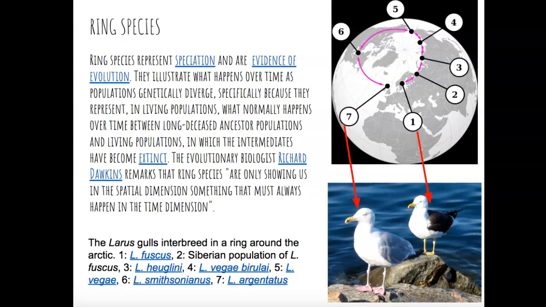Ring species are important because they do represent speciation and are evidence of evolution. They illustrate what happens over time as populations genetically diverge, specifically because they represent in living populations what normally happens over time between long deceased ancestor populations and living populations, in which the intermediates have become extinct. The evolutionary biologist Richard Dawkins remarks that ring species are only showing us in the spatial dimension something that must always happen in the time dimension. So we're able to see through a group of living species something that normally occurs over millions and millions of years, but we're able to see it in the same time frame, just in different spatial areas.